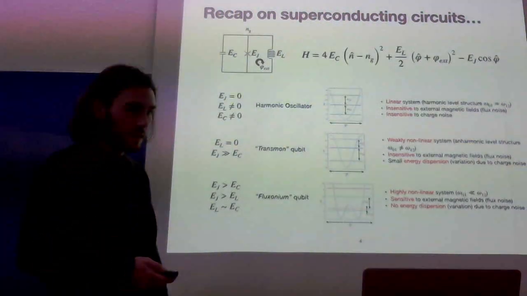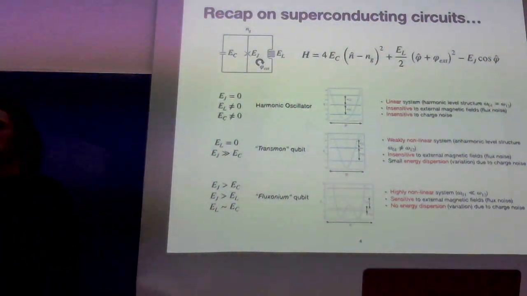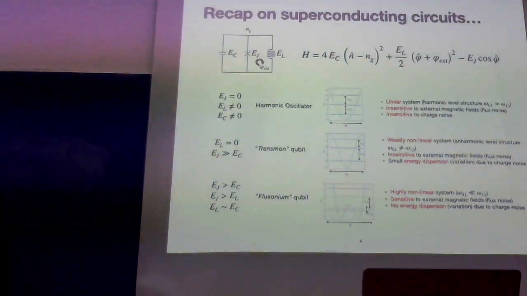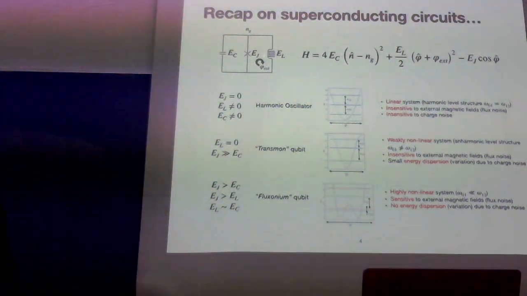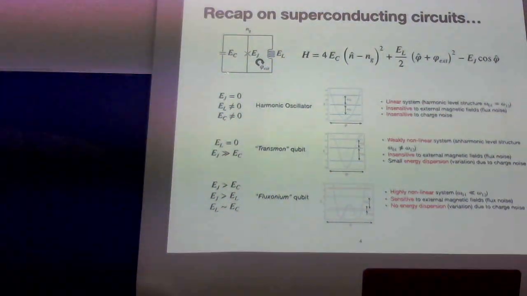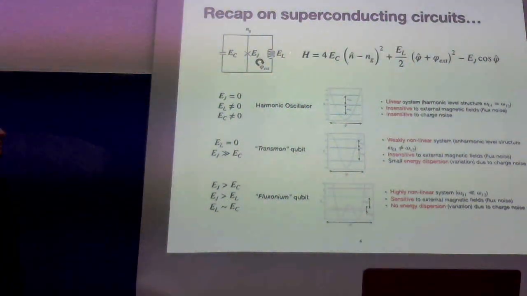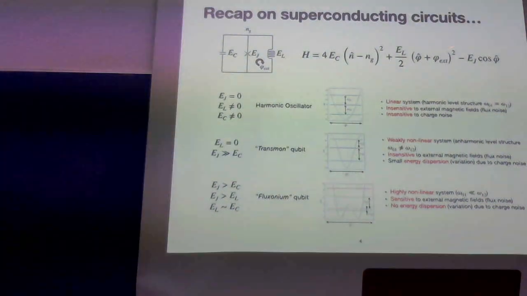So basically, I want to explain the most simple example, which would be this kind of circuit, just two superconducting islands connected by these three elements. Each element will store energy. We have the capacitive energy, the Josephson junction energy, and the inductive energy. So this is the Hamiltonian representing this system.